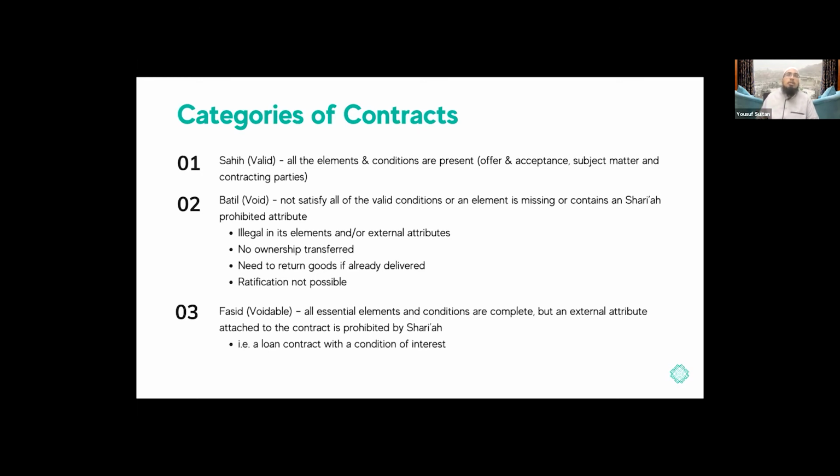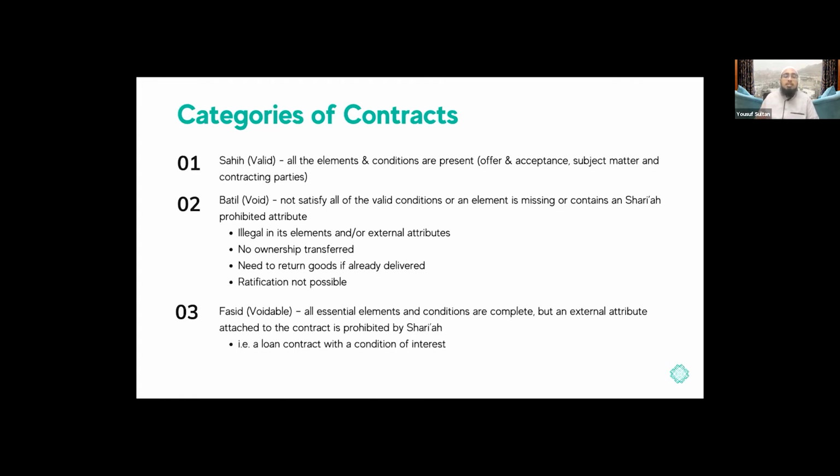For example, someone is selling pork, so it will be a batil contract. The attribute of a batil contract is that it is illegal, so we have to immediately void it. No ownership will be transferred. So if someone is selling some prohibited items and then says, okay, I already transferred the ownership, it will still be considered that it hasn't happened, and it cannot be ratified, and there is no need to return the goods if already delivered, because the contract is void.